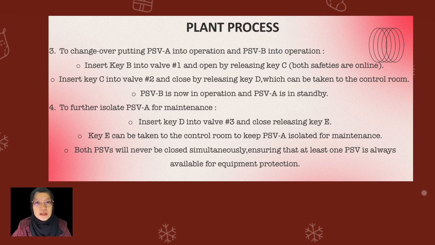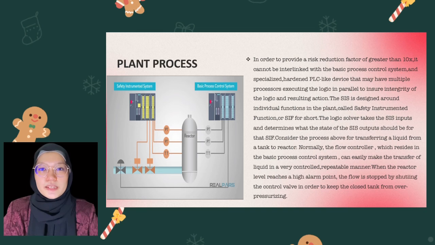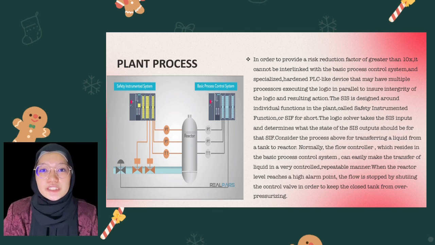Both PSVs will never be closed simultaneously, ensuring that at least one PSV is always available for equipment protection. In order to provide a risk reduction factor of greater than 10 times, it cannot be interlinked with the basic process control system, and a specialized PLC-like device may have multiple processors executing the logic in parallel to ensure the integrity of the logic and resulting action.